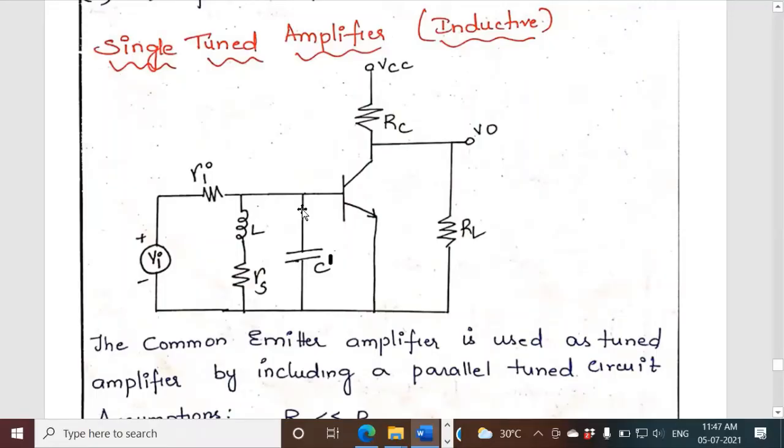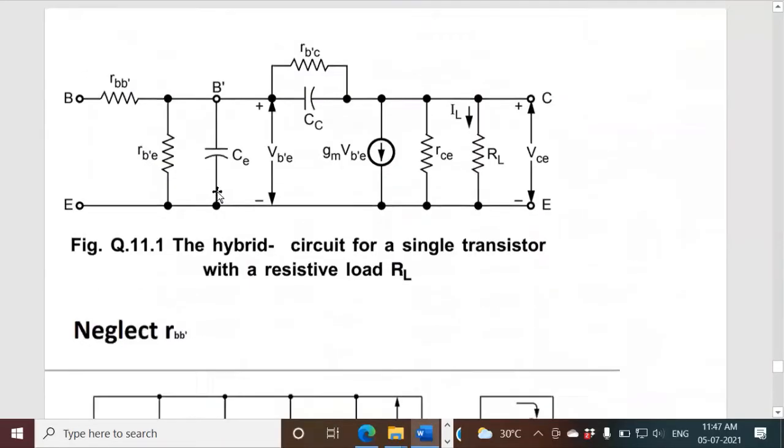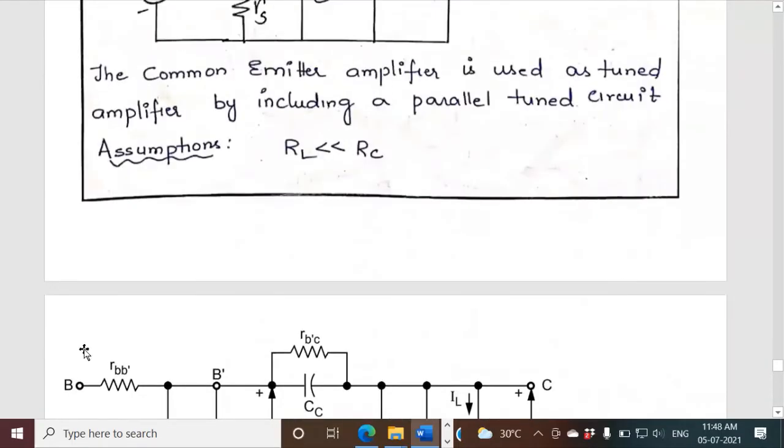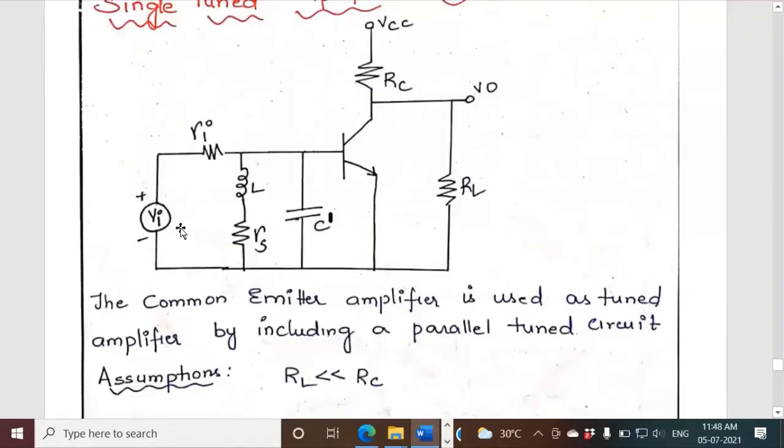So what is source transformation? This Vi in series with Ri, we will replace with a current source in parallel with Ri, and the resistance value will be the same. So the same Ri, and then we are replacing it with a current source. We have discussed this one, these two, and this capacitor.